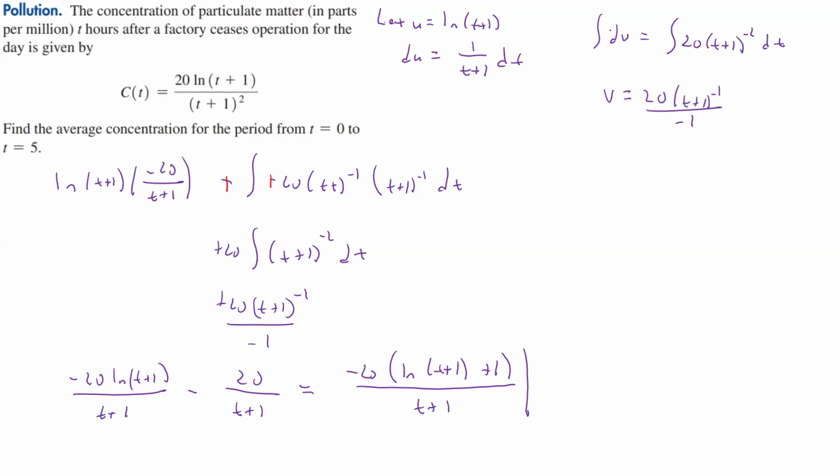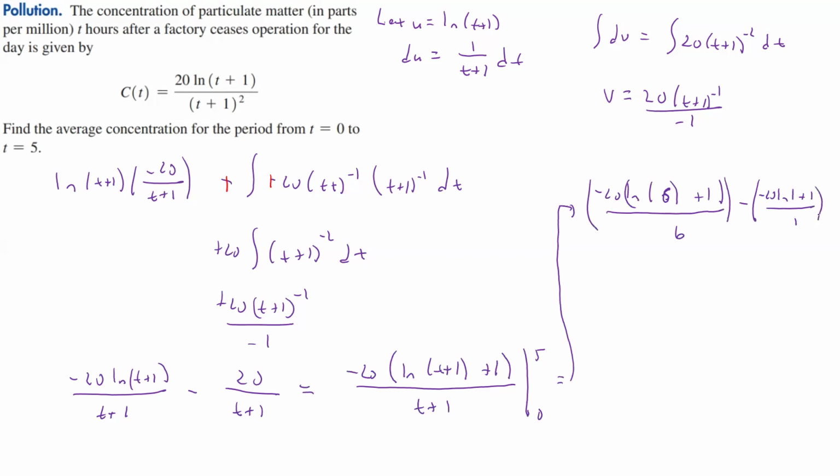And so now, what did I say? I was going from 0 to 5. So now I plug all that in, and we're going to plug it in and go up here because we probably have to do some work. So it's going to be minus 20 ln of 5 plus 1, that's 6, and then plus 1, all over 6. And then we'll subtract off minus 20 ln of 1 plus 1 over 1.